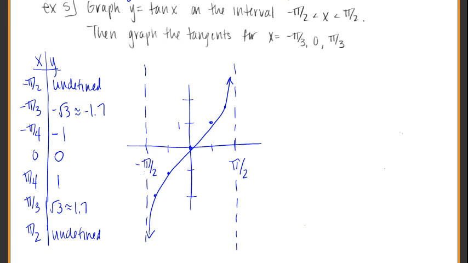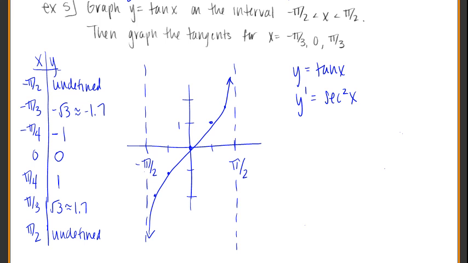Now we want to go about graphing the tangents. And remember, the tangents are all based on using the derivative and using the slopes. So first things first, if y is equal to tangent of x, then y prime, the derivative of tangent x, is secant squared x.